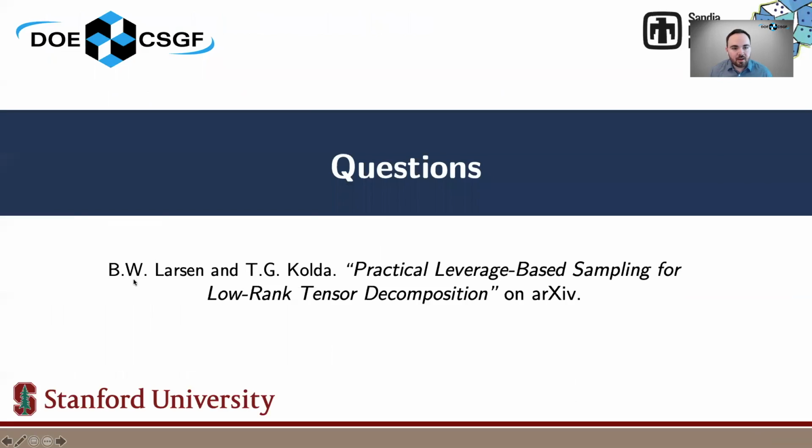I wanted to end by mentioning that the paper is currently on arXiv, which has some interesting material about how you do the hybrid sampling specifically for the Khatri-Rao product structured problem.